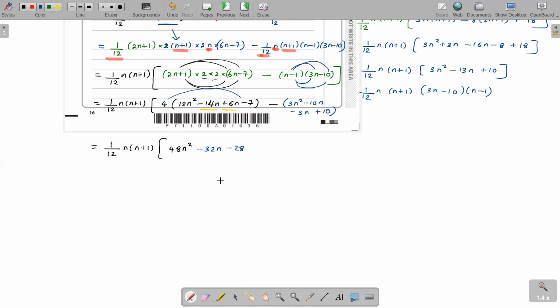Can you all cope with what I'm doing? I simplify these two before I multiply with 4 because it's easy and it reduces some steps. The next one, you open the bracket with minus 1 into 3n square is minus 3n square. Minus 10n minus 3n is minus 13n. Minus 13n, when you multiply with the minus sign, becomes plus 13n. The next one, minus into plus 10 is minus 10.